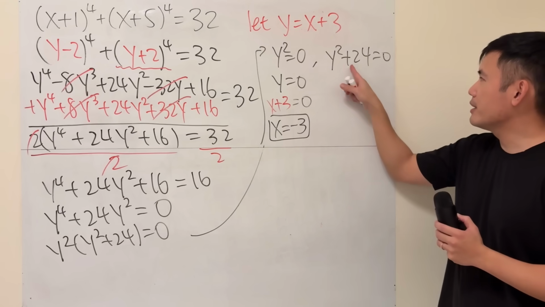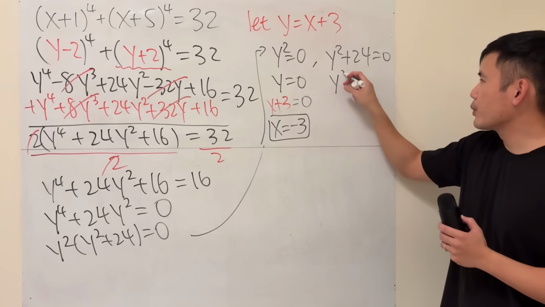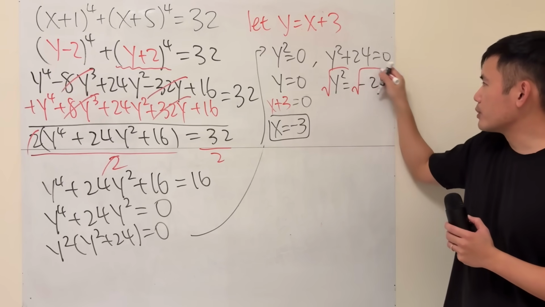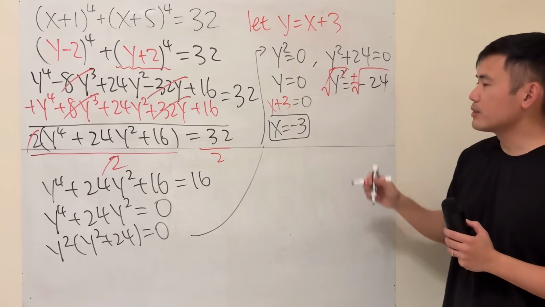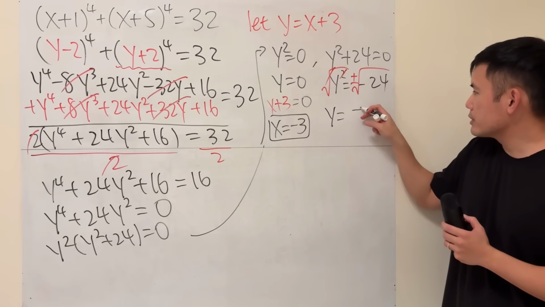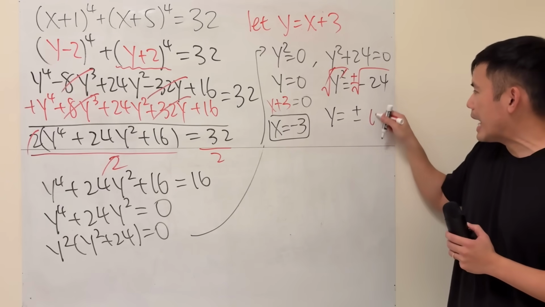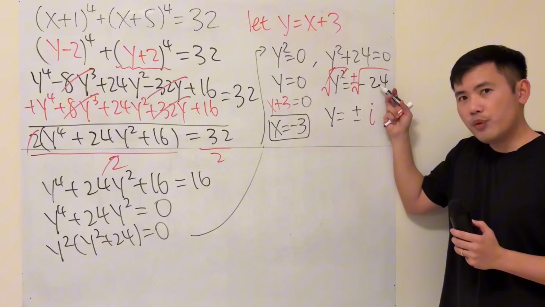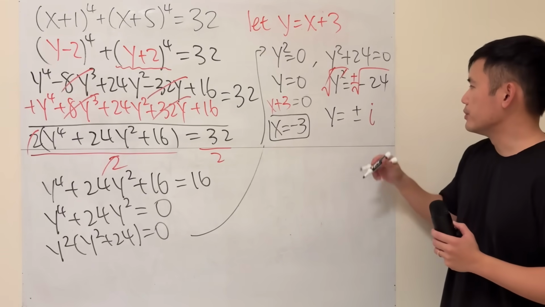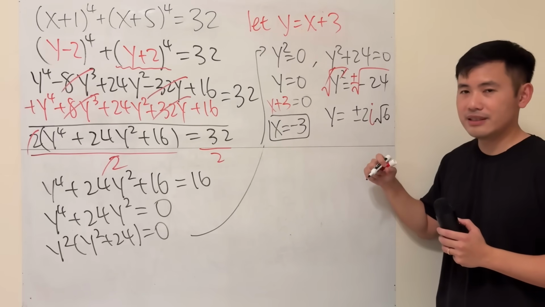Now, for this right here, I'm just going to subtract this 24 to both sides. So y squared is equal to -24. And then take the square roots to both sides, put a plus or minus, cancel this. Then we will have y is equal to plus or minus. We have a negative inside of the square root, so we have an i. And then 24 is the same as 4 times 6. Square root of 4 is a regular 2. So we have a 2 here, and then still square root of 6, like this.